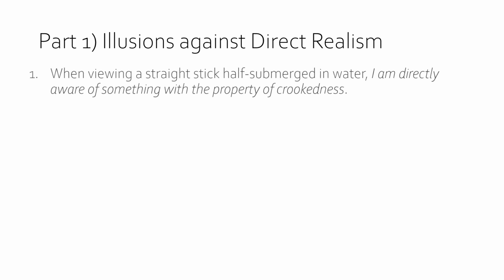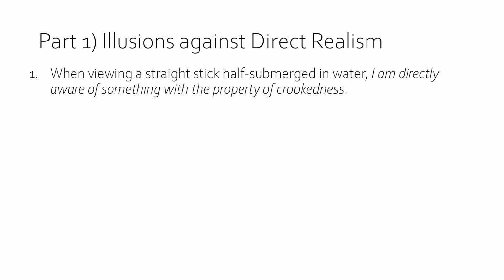So the classic argument here is the argument from illusion against direct realism, against the idea that what we see is the physical world directly. And to take the old example, we can say when viewing a straight stick half submerged in water, I am directly aware of something with the property of crookedness. I am seeing something crooked, even though there's something straight in front of me.